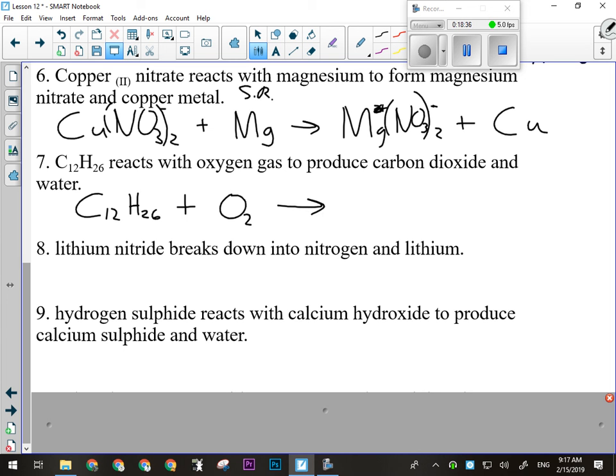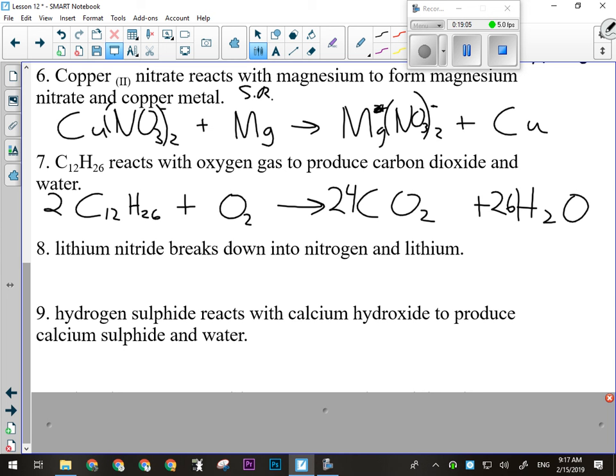All right, we always get carbon dioxide and water as the products for that reaction. Do I have an even number? So I got to start with a 2. We're going to have big numbers here. 2 times 12 is 24, so I got 24 carbons over there. 2 times 26 is 52, so I need 52 hydrogens over there.